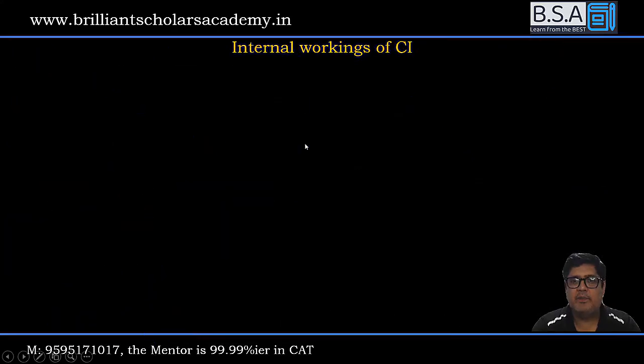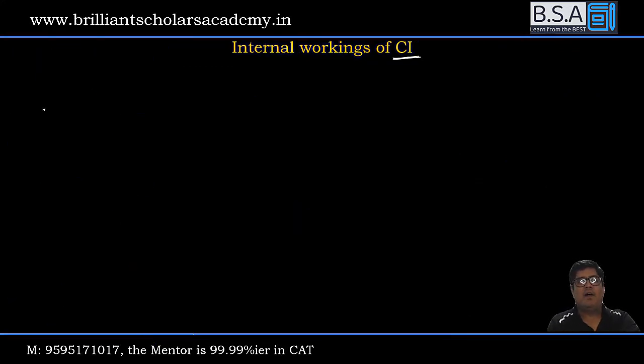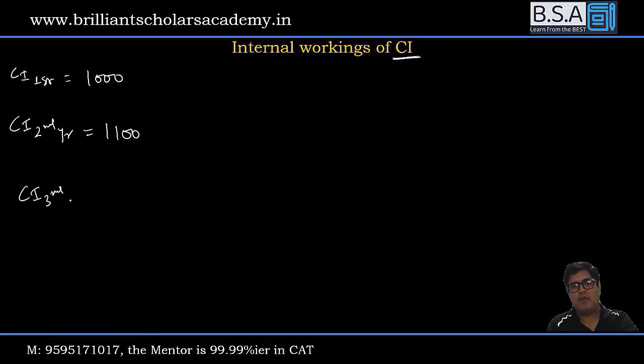Now, what is the internal working of CI? So first, let me go back to these numbers and look at these numbers. Compound interest for the first year was 1,000 rupees. Compound interest for the second year was 1100 rupees. Compound interest for the third year was 1210. So this is the internal working, guys.